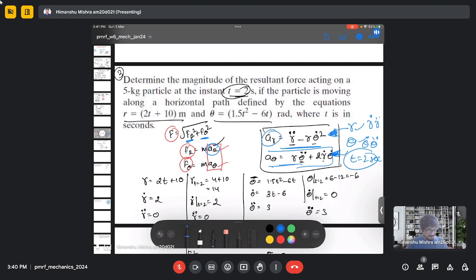So once we get this acceleration at time equal to 2 seconds, we actually got this component of force. We found that Fr is 0 and F theta was 210. And then we plug this component of force here to get the resultant force. So in this case, since Fr is 0, my F will be equal to F theta.